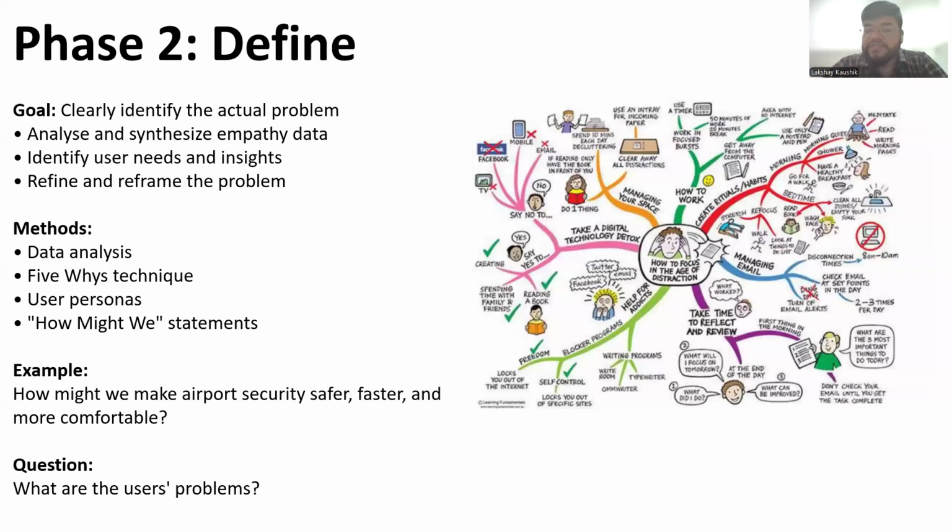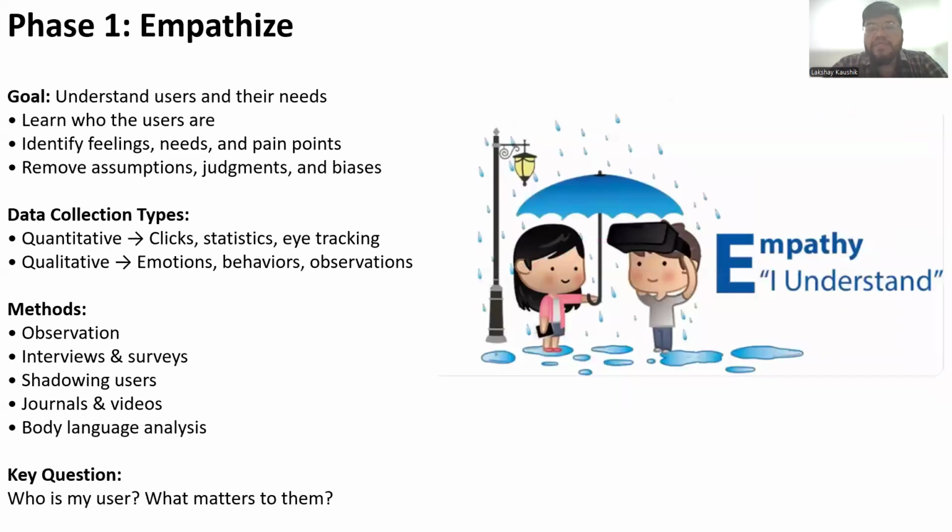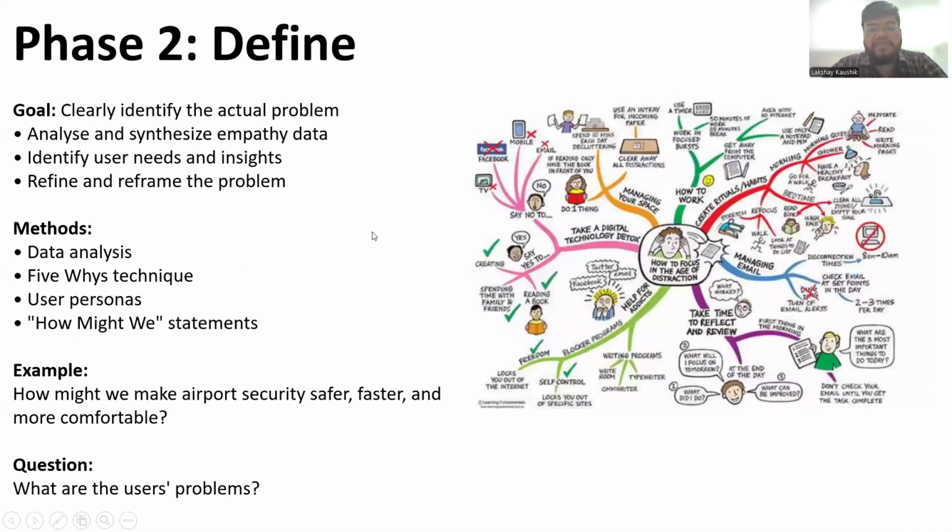That means in the empathize section we identify who my user is and what matters to them, and in the define section we identify what the user problems are, exactly what type of problem the user is facing. Understood?